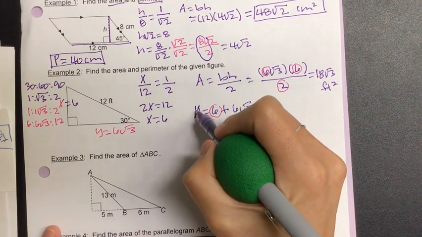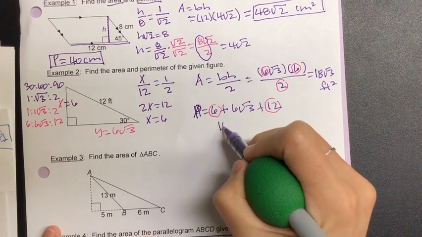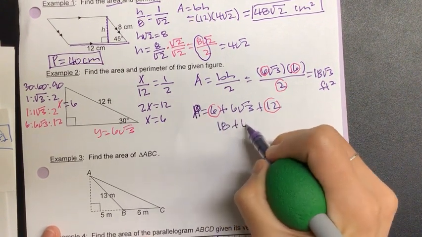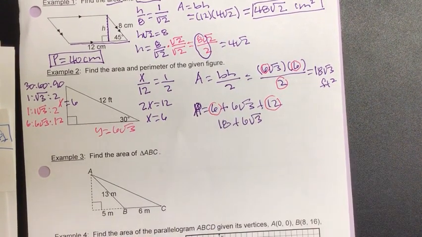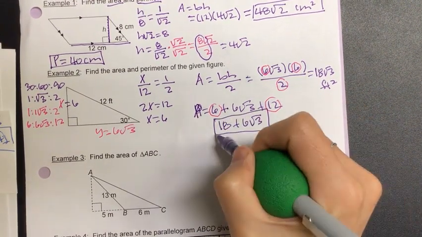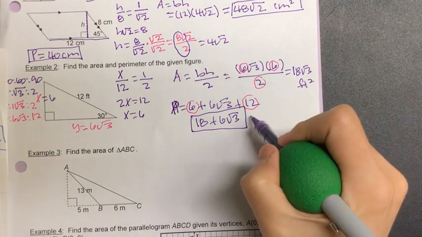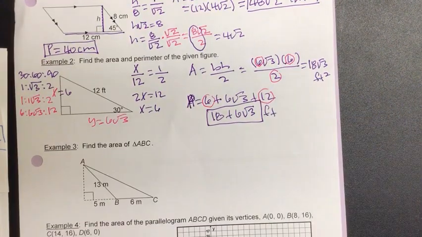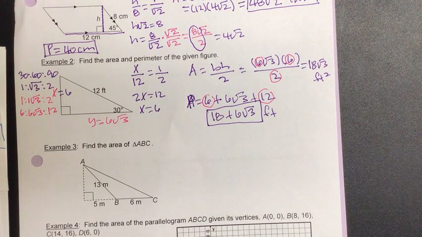And I wrote area, it should be perimeter. 18. And then the 6 root 3 has another kind right next to it, so you have to leave that alone. And I forgot my units, feet. Okay, so when your answer turns out to be pretty clean like this on your assessment, leave it. Don't change it. All right?